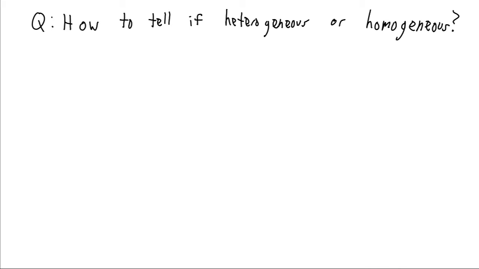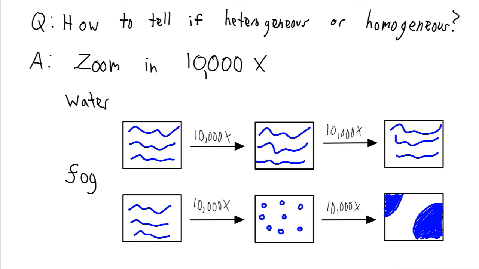You don't really see those water particles in fog. So what you have to do here is just zoom in. Let's say zoom in 10,000 times. And so we do that for water. We zoom in 10,000 times, and then it's going to look the same. We zoom in 10,000 times again. Still going to look essentially the same.